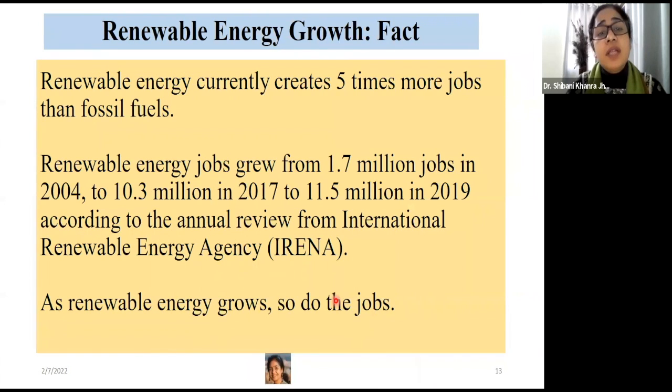The important aspect of this growth of renewable energy is a fact which can be found here: it is currently creating 5 times more jobs than the fossil fuel domain. Renewable energy jobs have grown from 1.7 million jobs in 2004 to 10.3 million in 2017, and now further to 11.5 million in 2019, as reported by the International Renewable Energy Agency. So we understand that as renewable energy grows, so do the jobs.